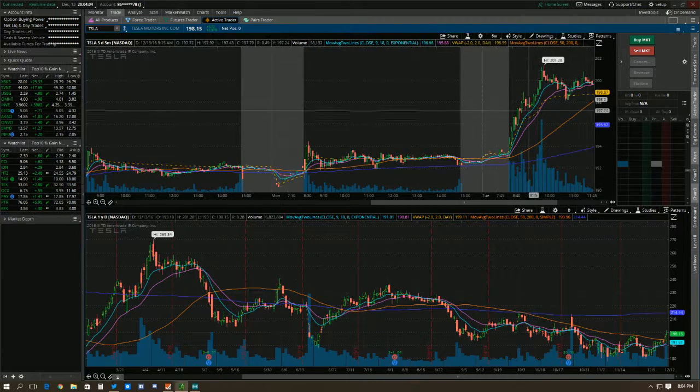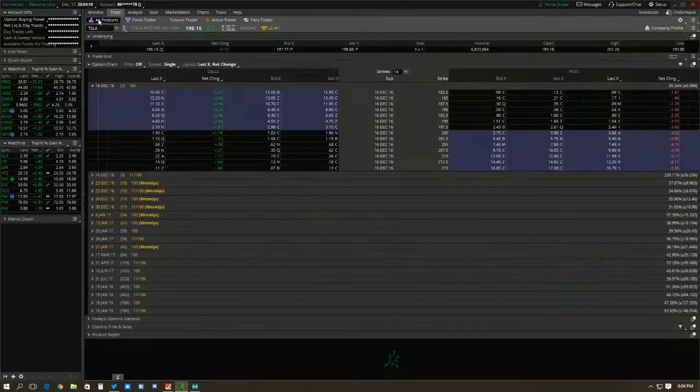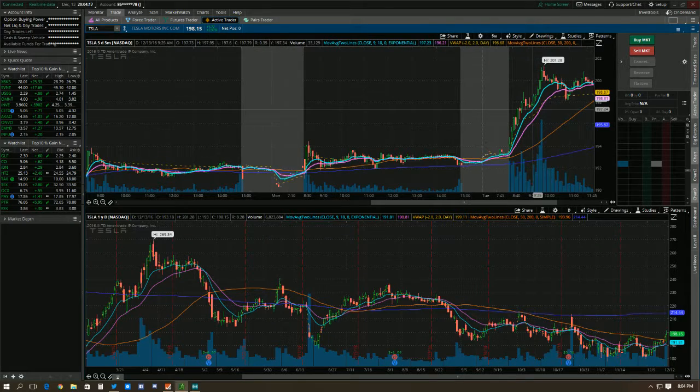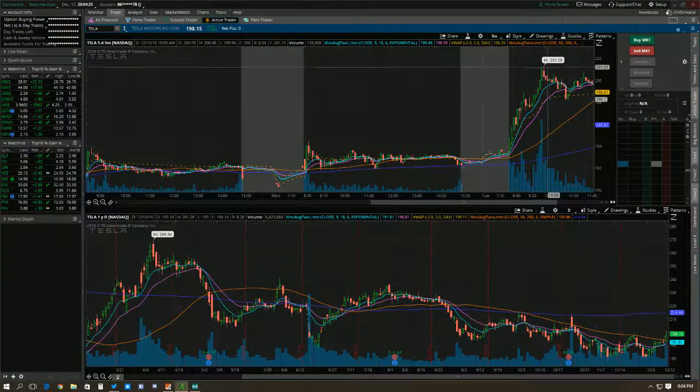So ideally, with options, you want to pick the closest strike. You want to pick as far out of the money as you can, to get it for the cheapest possible, but also close enough to where it can not only get to your strike price but go through it.